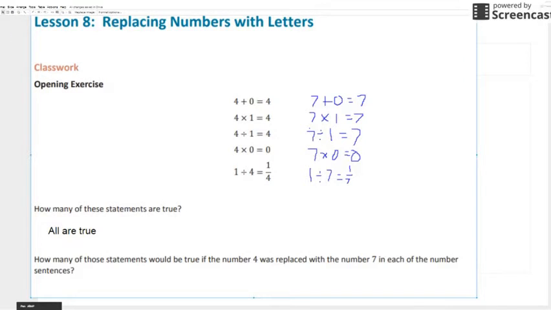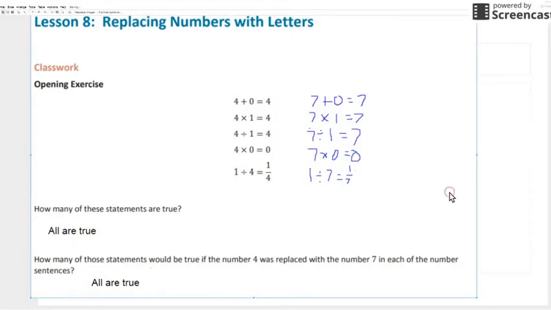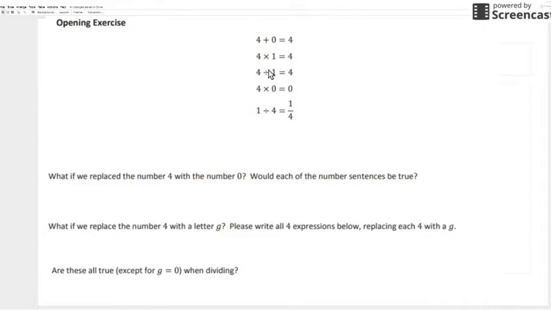Just like the 4, just because we changed the number from 4 to 7, does that make any of these false or not true? And the answer is no. All are true. So once again, all of these statements are true. If we continue going through this and look at the next part, I'm going to change slides. You'll be on the same slide. I brought this over because we're going to need this.